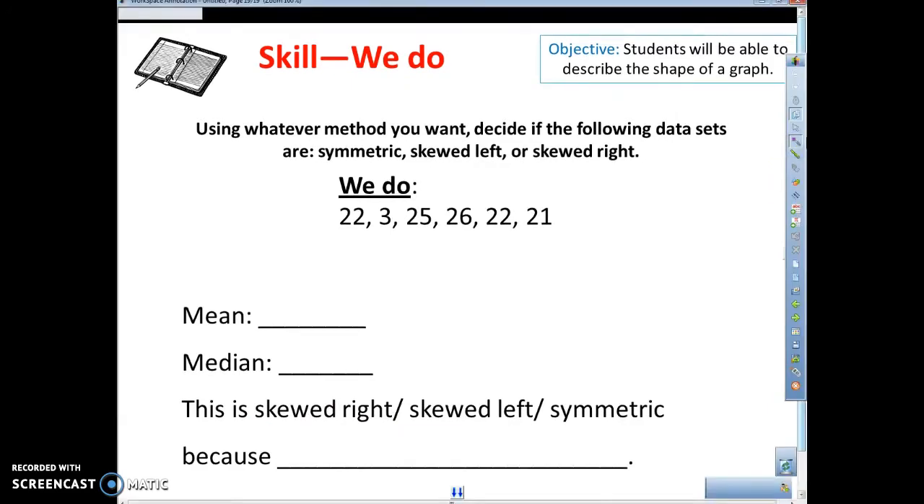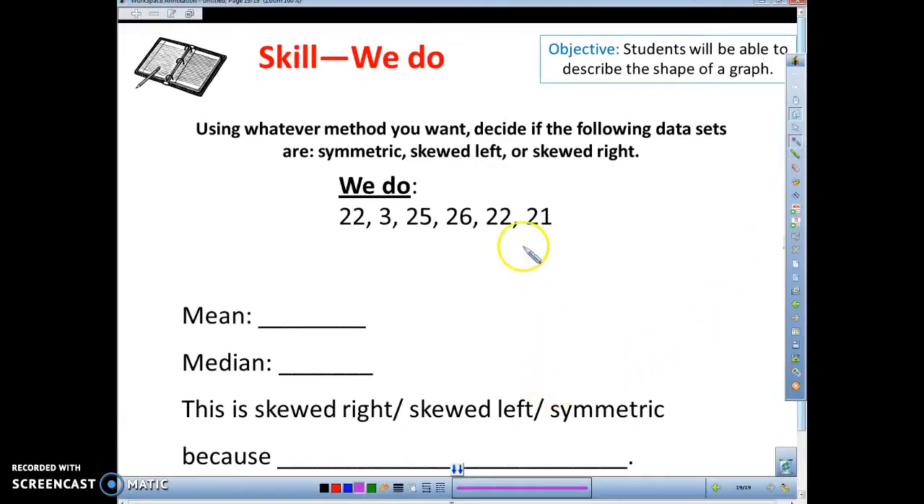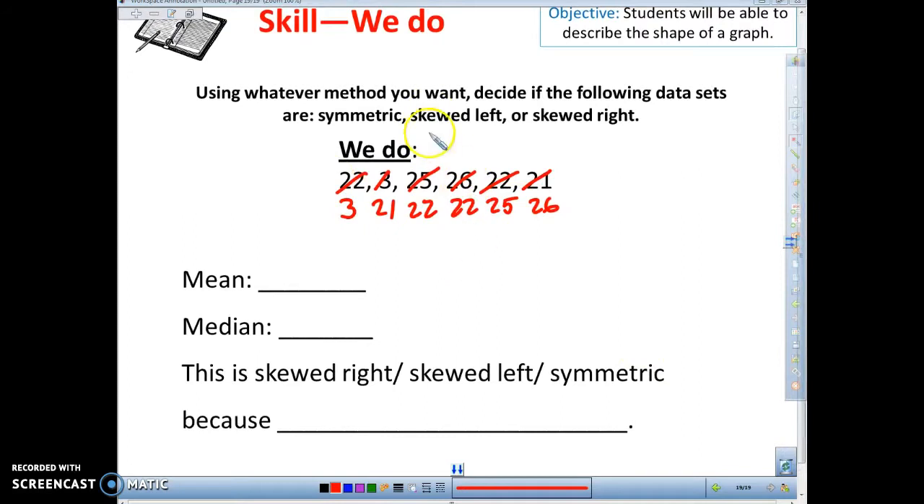Okay, hopefully you can go ahead and write this problem down in your second example. And what I would start doing is I would start writing these in order. I have 3, I have 21, I have 22, I have 22, 25, and 26. Okay? And what I want to do is find out, is it skewed right, left, or is it symmetric? And we do this by comparing the mean and the median.